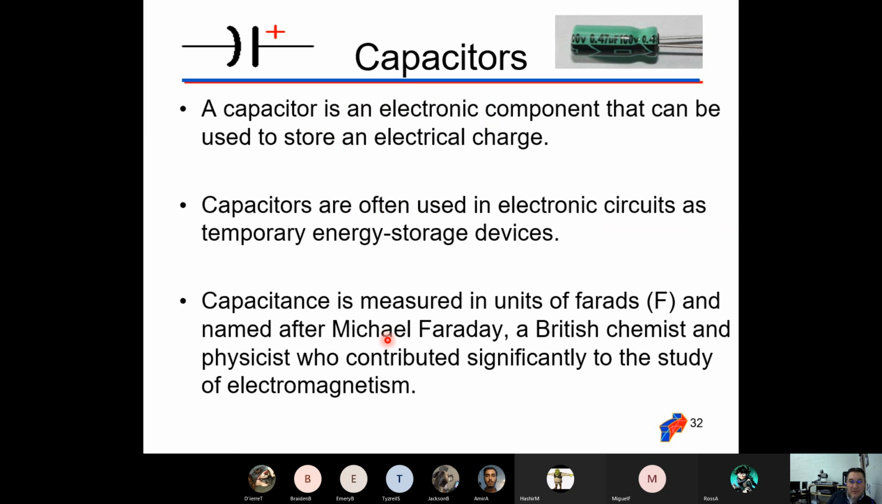A capacitor is an electronic component that can be used to store an electric charge. Now, you should write that down because we haven't really gone over capacitors at all.